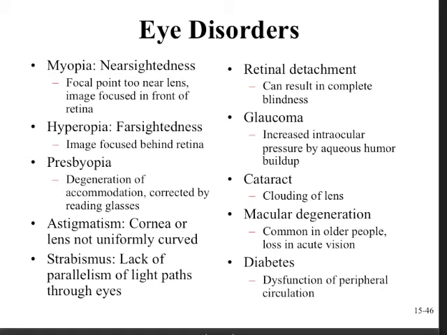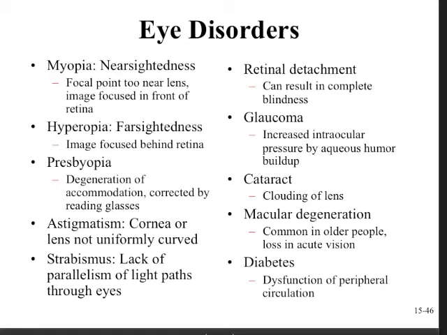Retinal detachment can result in complete blindness. Basically, if the retina pulls away from the back of the eyeball, what's going to happen when the light comes into the eyeball is that it's going to miss part of the rods and the cones. The result is that that information won't get back to the brain.